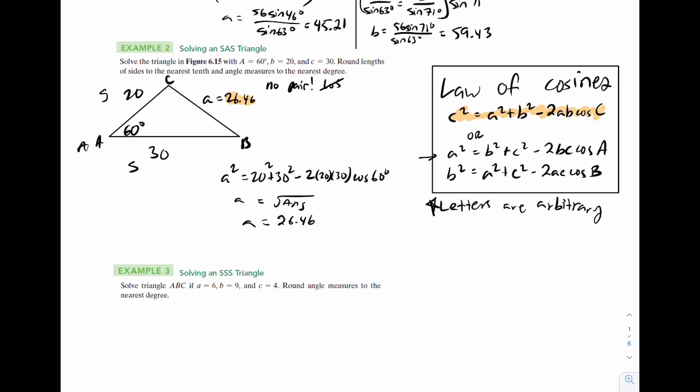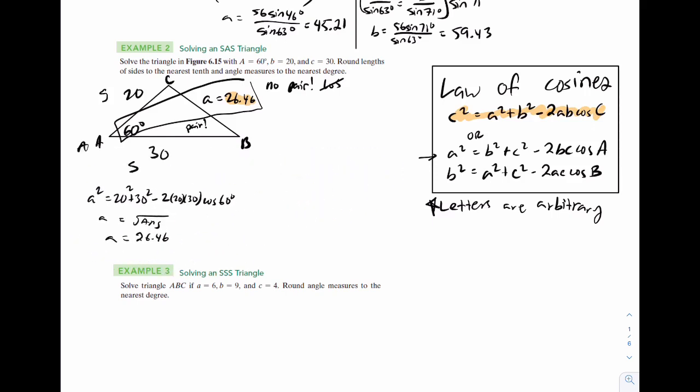Now once we have that, what we're going to do is find the other angles. And notice how now by finding a, we do have a pair right there. That's a pair, which means we can do the law of sines. Now the only thing you want to be careful of is that if you do this method, you want to use the law of sines to find the acute angle. So let me show you what that means.